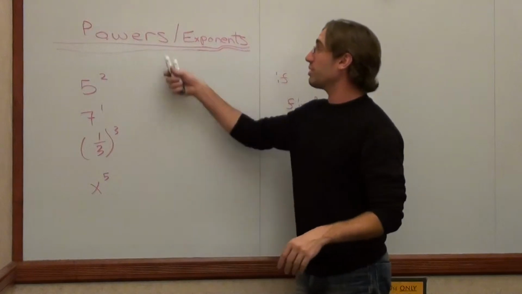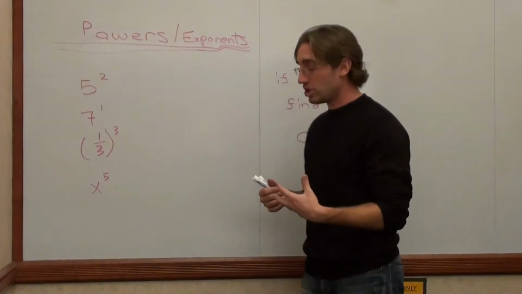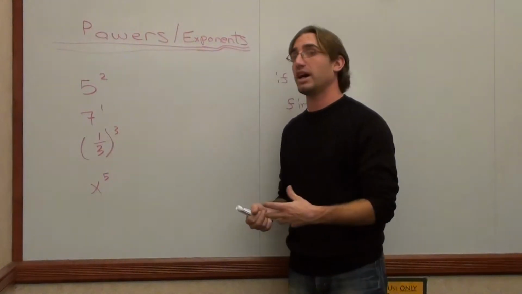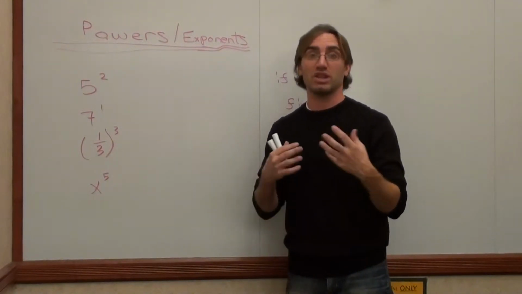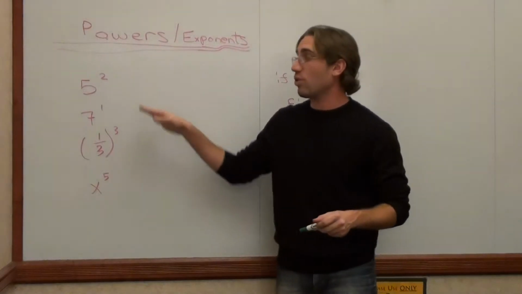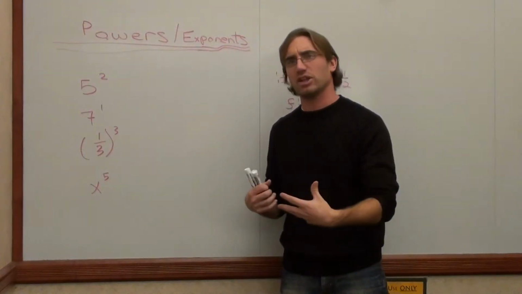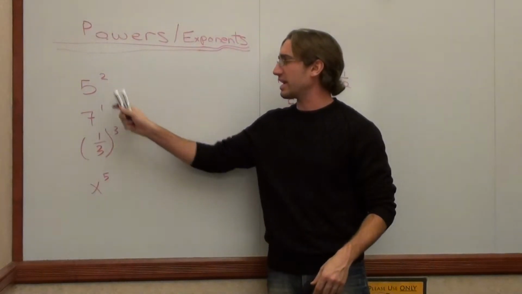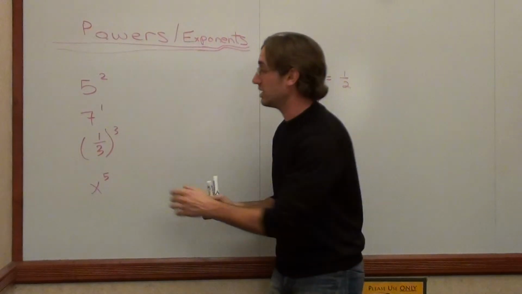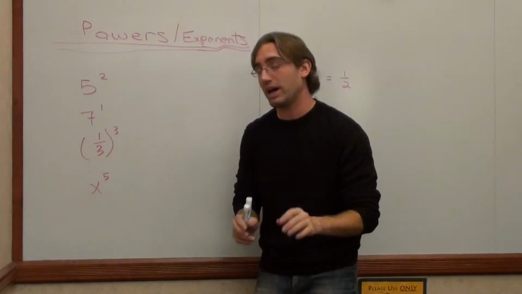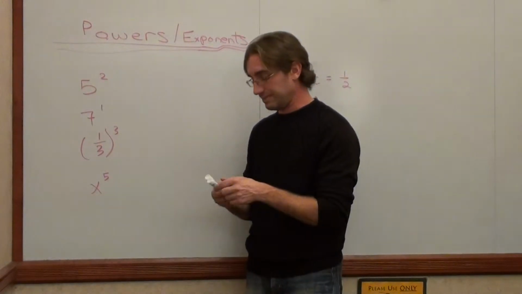Hello again. We're doing powers and exponents, and what I want you to do is understand what's really going on when you see something being powered or something with an exponent on top of it. And I've got 4 examples here, and I want you to evaluate them. I have 5 to the second, 7 to the first, the quantity, because it's in parentheses, of 1/3 to the 3rd power, and x to the 5th power.